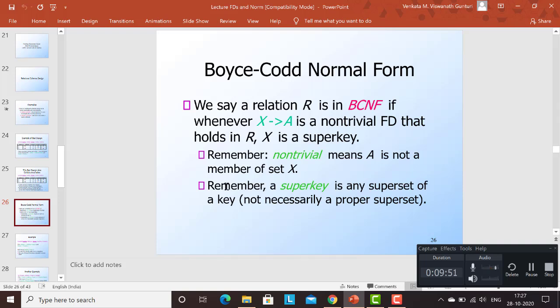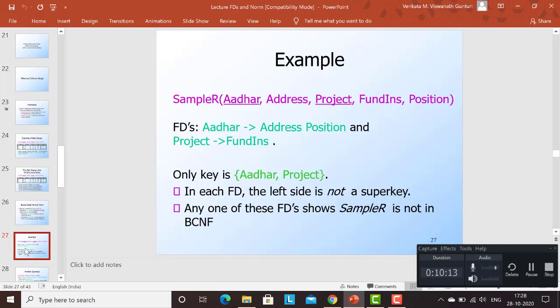So if on a given relation you have a set of FDs which are applicable, then each of those FDs should be non-trivial, and in each of those FDs the left side should always be a super key of the relation R. Right, so let's see an example.